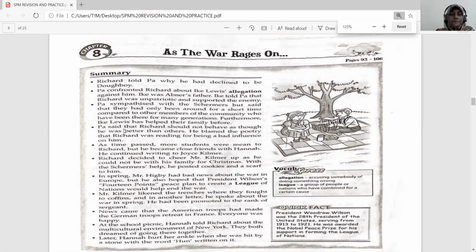Alright? Pa said that Richard should not have behaved as though he was better than others. He blamed the poetry that Richard was reading for being a bad influence on him. So now he blamed the poem because Richard started writing poetry. He became very stubborn. All right, he's not listening to the parents.